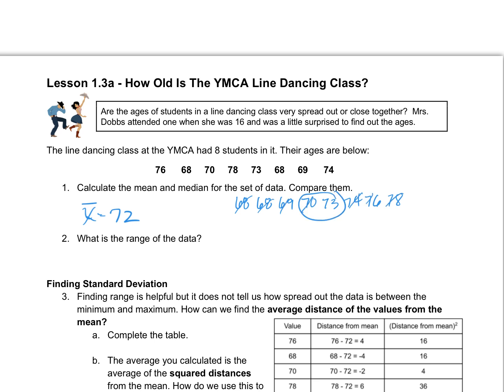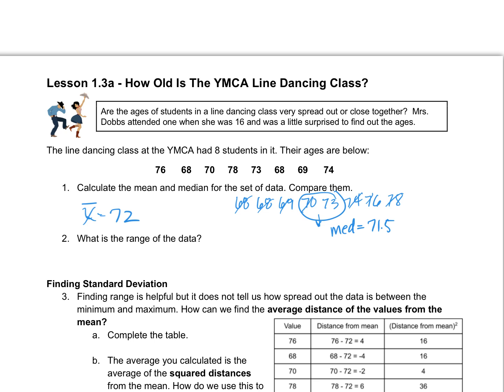Wait, so there's two middles, right? It's an even number, so you average them, and you do get 71.5. So that's what we call the median. Median doesn't have a fun little symbol. We just say mid. It's not mid, it's median, right?